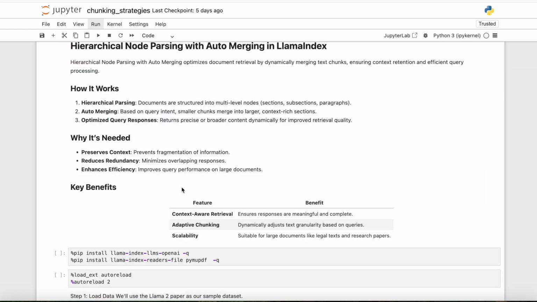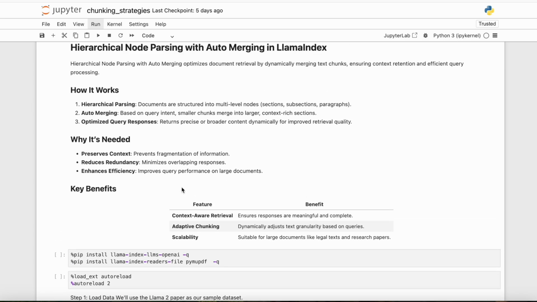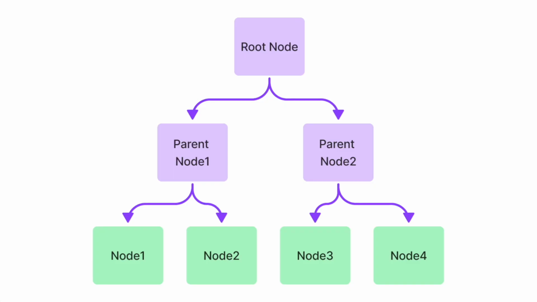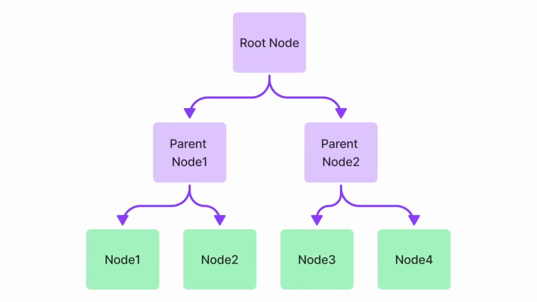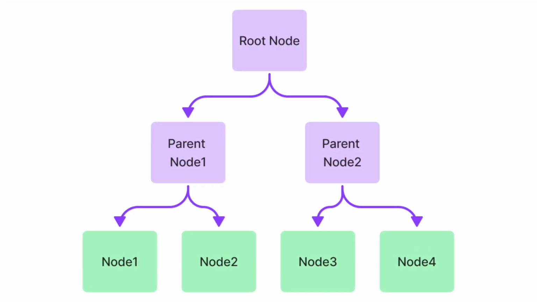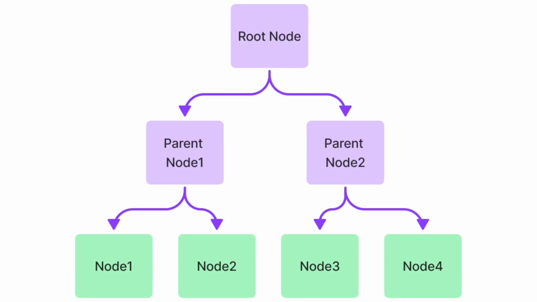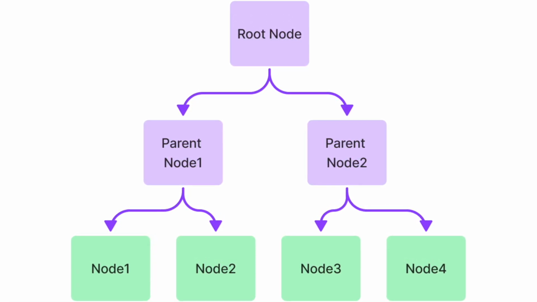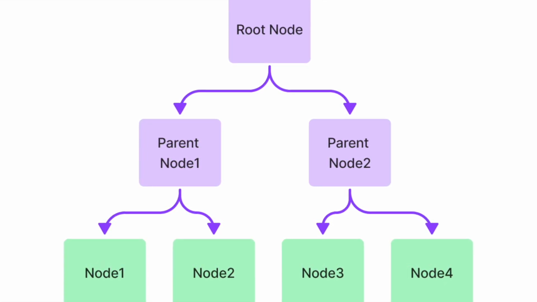Now let's go through the hierarchical node parsing with auto retriever in LlamaIndex. What it does, so for example, we have a large document. It would split that large document into a hierarchy where a parent node would have multiple child nodes. This kind of hierarchy structure it would contain based on multiple section and paragraph chunks. So we can see it as a root node with multiple child nodes, and then that child has multiple children as well. So we have a complete tree-like structure here.